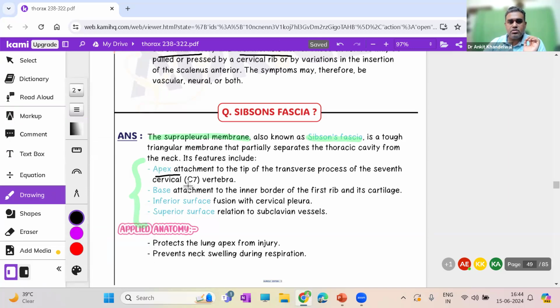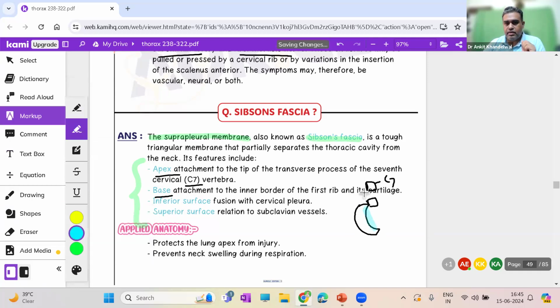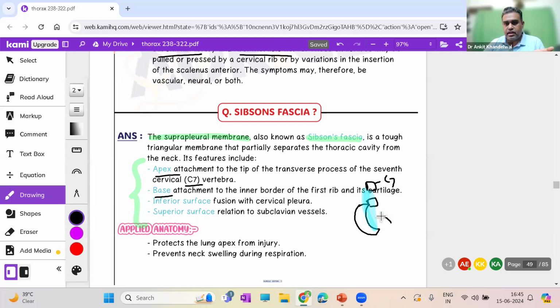Apex is attached where? To the C7 vertebrae, not T1, C7 vertebrae. Base is attached to the first rib. So it is like this first rib over here. It is attached to what? T1 vertebrae, and here you have C7 vertebrae. So its base is over here and apex goes over here. Suprapleural membrane. Inferior surface, below you have the cervical pleura, and above you have the subclavian vessels going over. This is Sibson's fascia, suprapleural.